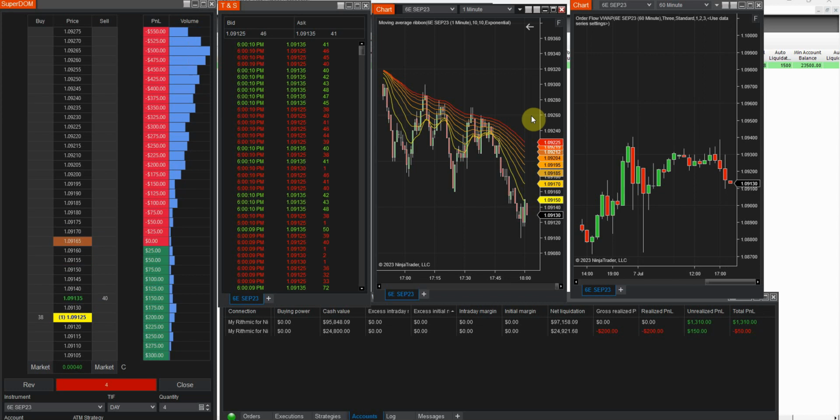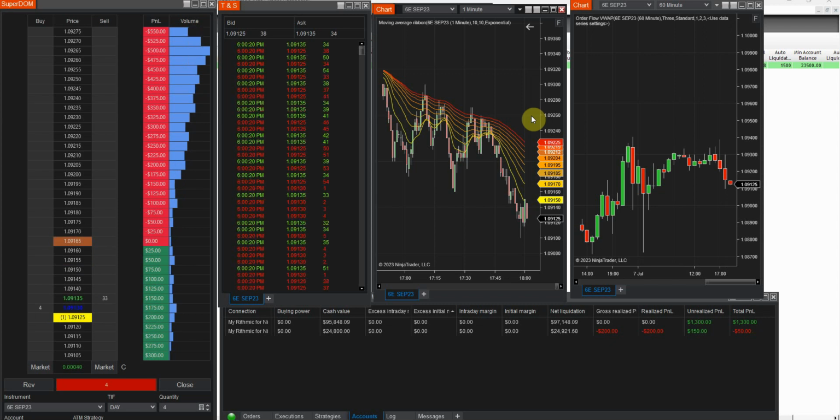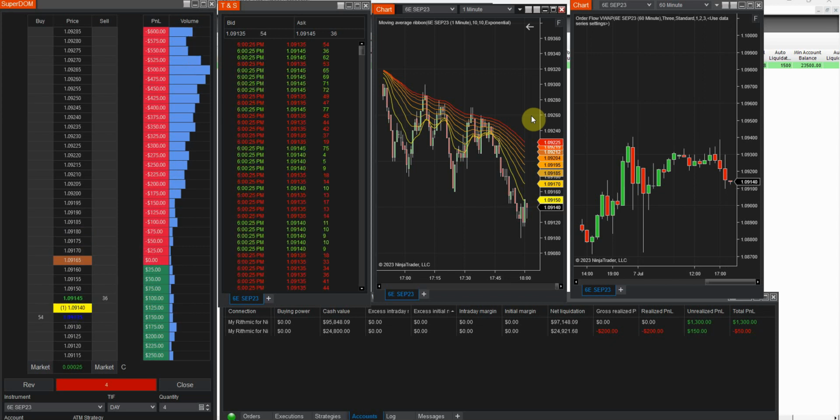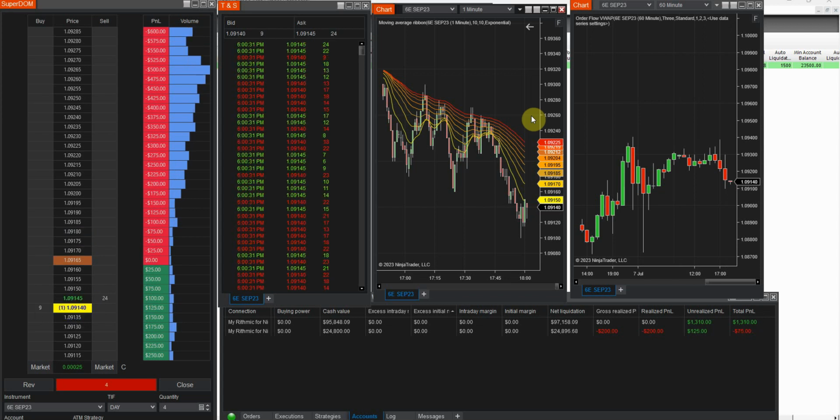Here we go. It's still quite even. There's more sellers right now, and there's the buyers. It's very even. They're really battling it out here.